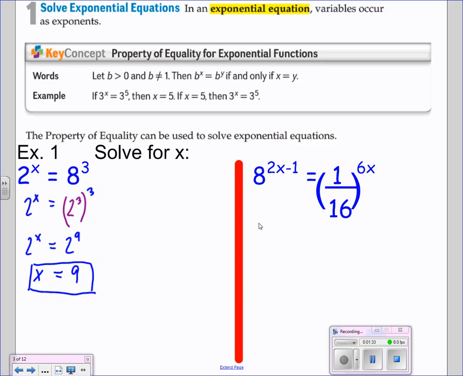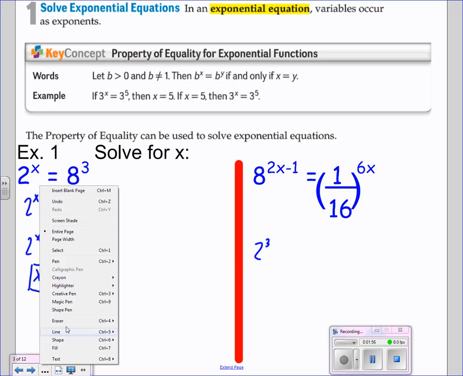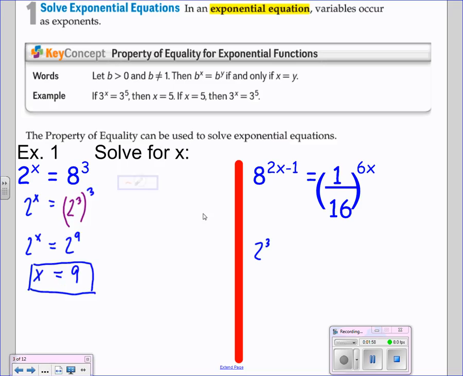On this next one, it says 8 to the power of 2x minus 1 is equivalent to 1 over 16 to the power of 6x. So, 8 and 16 share a common base of 2. We already established that 2 to the third power is 8. So again, the original power is still there.